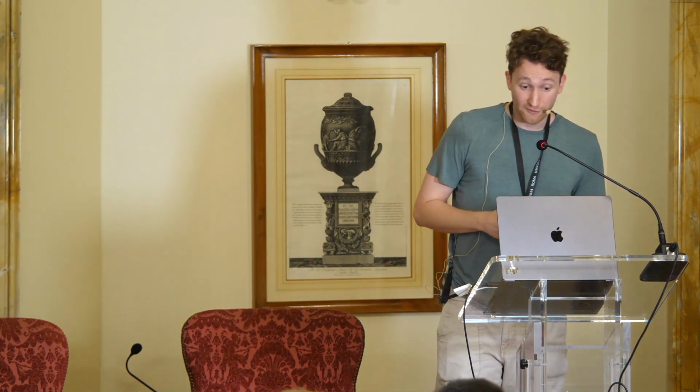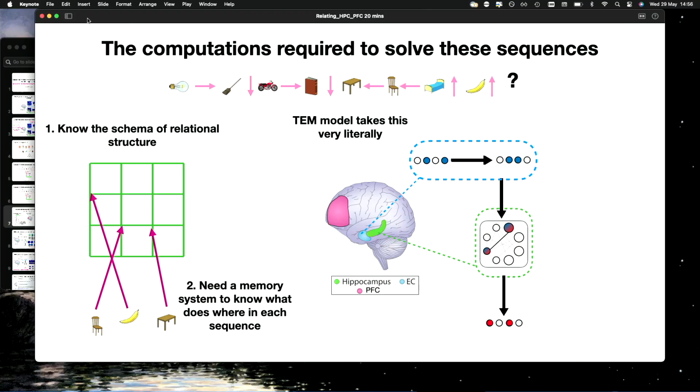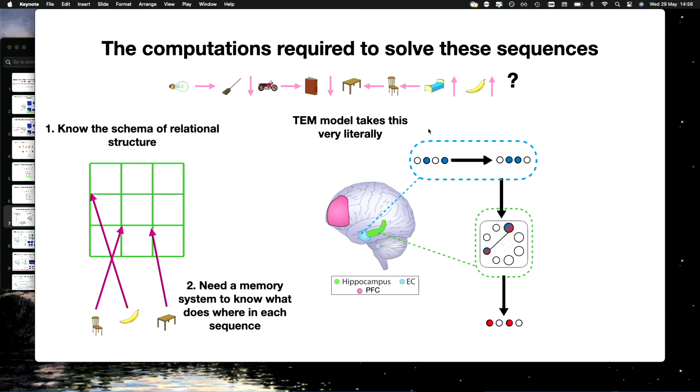Okay, and so we're ready for our first model then. And this is going to be a model of the hippocampal formation. And this model takes these two ideas really very literally. Really it just consists of two components. Can you see my mouse? Yeah, okay, great.